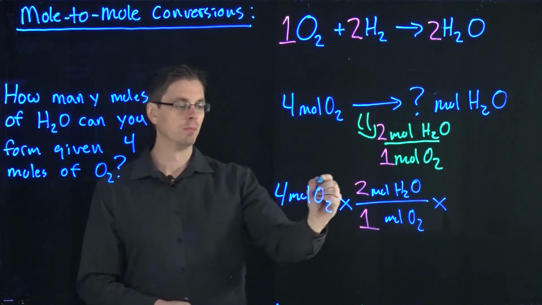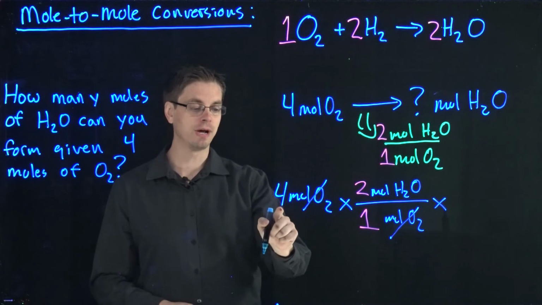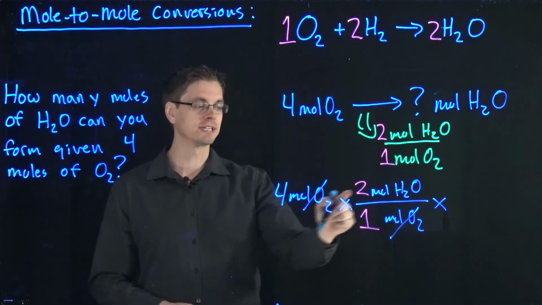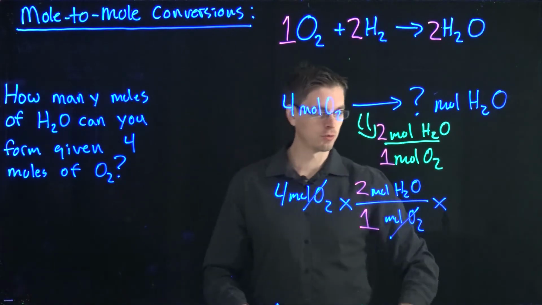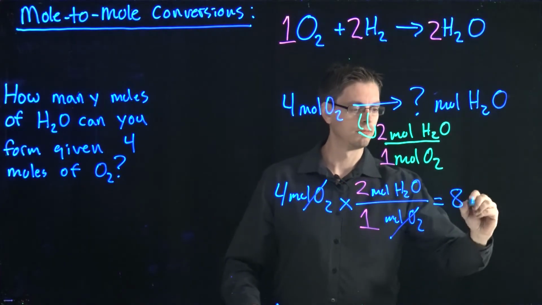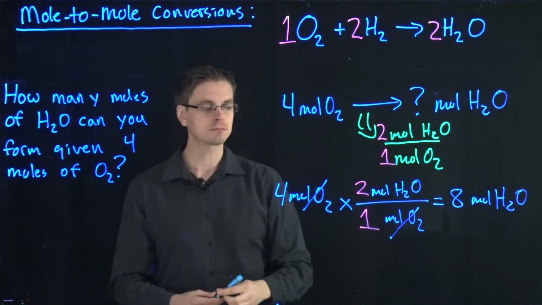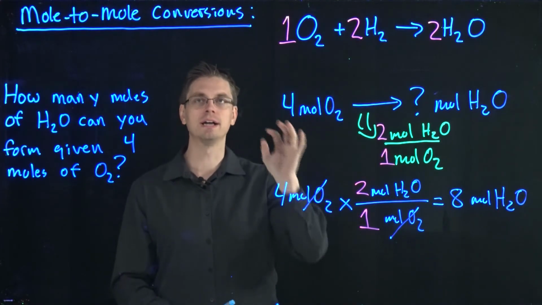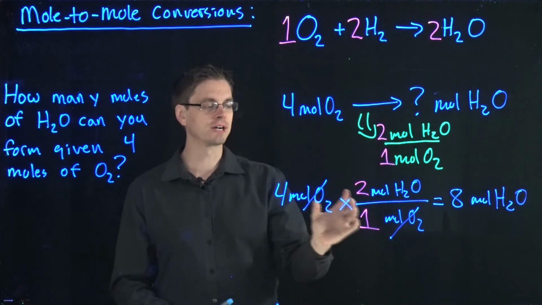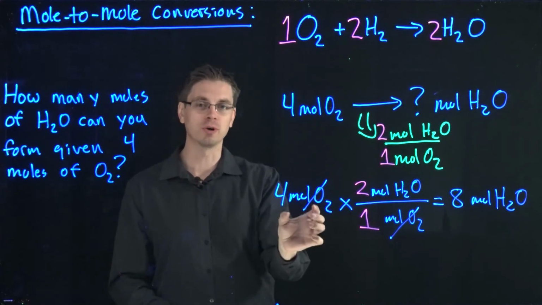Then we can see moles of O2 is canceling out, and we're basically taking our given amount of oxygen, 4 moles in this case, multiplying by 2, and arriving at our final answer, which is, of course, 8. And that is 8 moles of product. So this is the basic idea behind using a mole-to-mole conversion factor to determine how much product you can form given a certain amount of reactant.